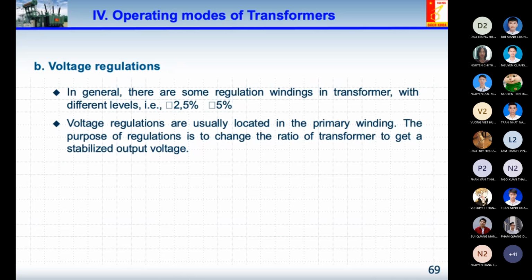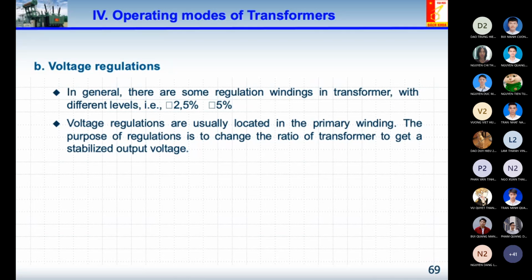Otherwise, I have just explained to all of you voltage regulation. We have to do it in the primary winding, which is getting high voltage. You understand very well, so I don't have to repeat why anymore.